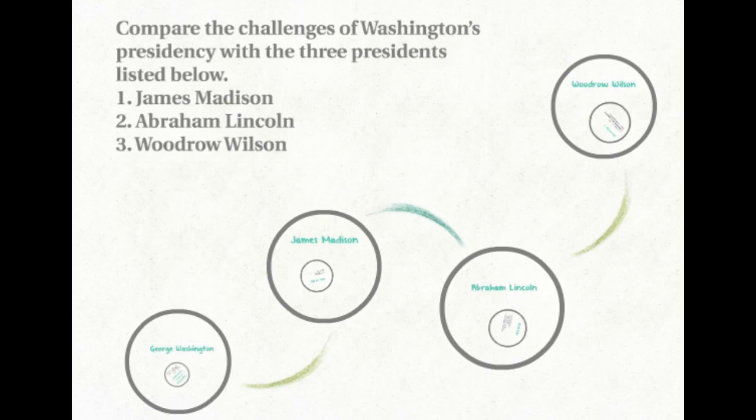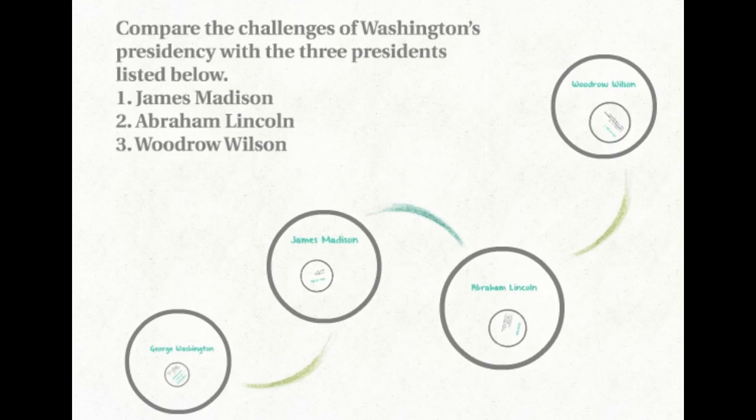So what this means, again, is we're going to have an essay prompt that has four main points to it, because you're comparing three presidents with Washington's presidency, which means you need to be very aware of Washington's presidency just as much as you're aware of Madison's, Lincoln's, and Wilson's.